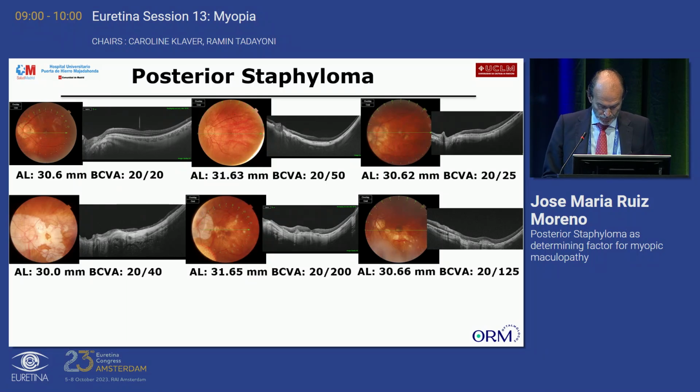However, I ask you to allow me to make some clinical observations. In the above picture, you can see 3 highly myopic eyes with large axial length and very good visual acuity. In turn, below, you have 3 highly myopic eyes with identical axial length and very poor visual acuity. What is the difference between one group and the other? Exclusively the presence of posterior staphyloma.